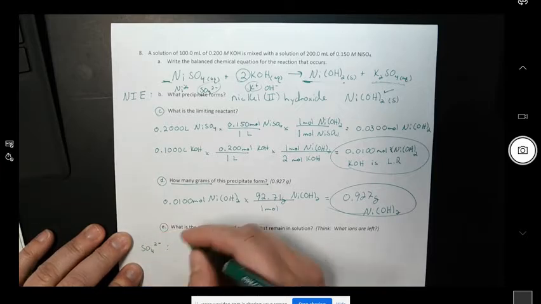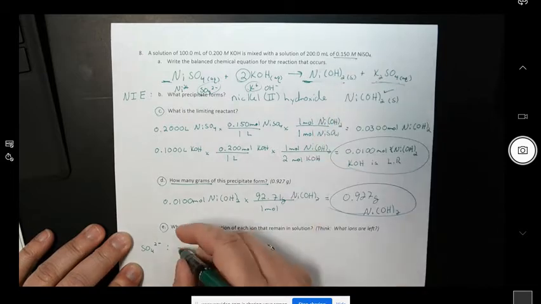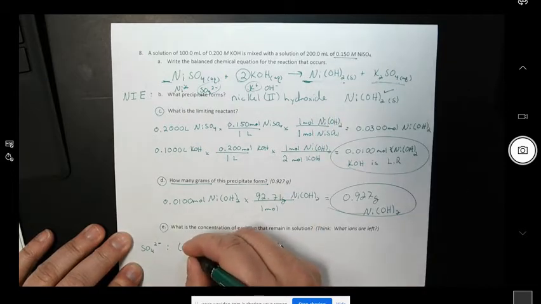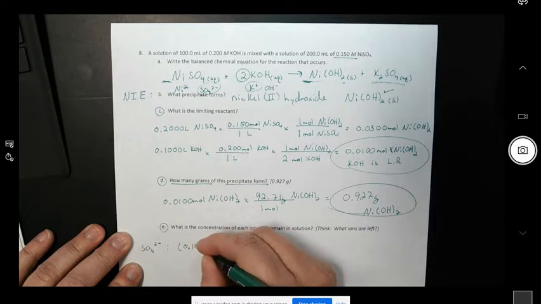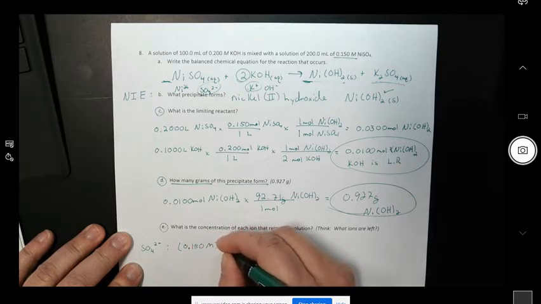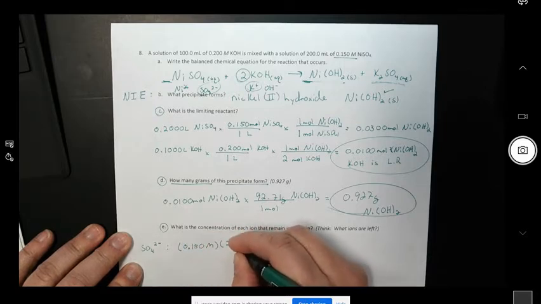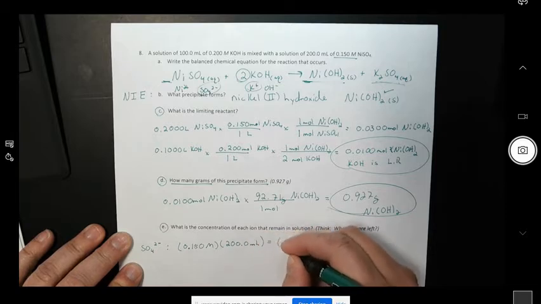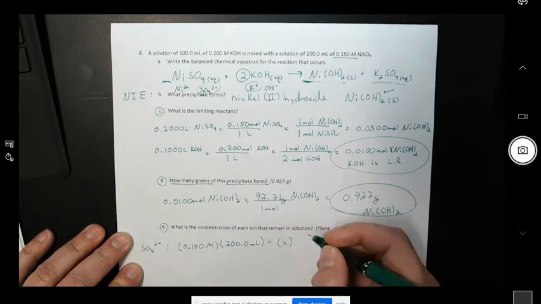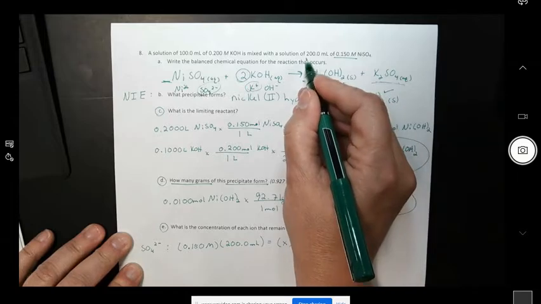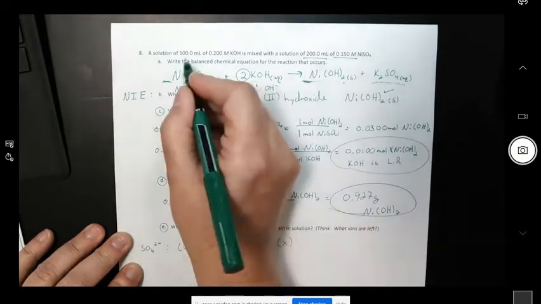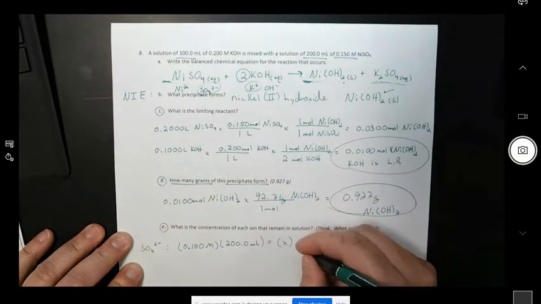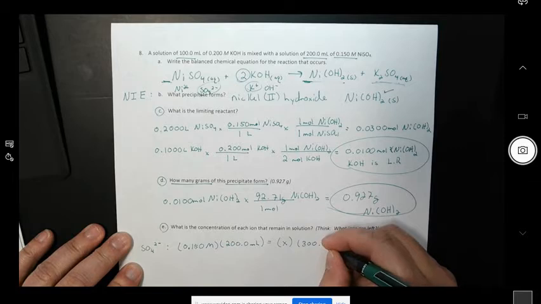Let's see, over here, there it is. My original concentration for sulfate ions was 0.150 molar, and the original volume of solution was 200 milliliters. I want to know what my new concentration is and my new volume. My new volume is when I added these two together, so my new volume is 300 milliliters.